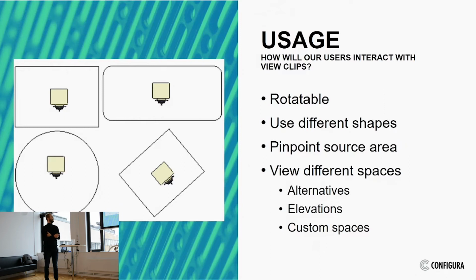And we also now have an edit mode. So you can double click on a viewport and then you get the precise area in the 2D. So you can say exactly what you want to look at. And you can also look at different spaces now. You can, for instance, look at different alternatives in the same paper, or you can look at elevation views, which wasn't possible before. And if you have some custom space for some reason, it should be possible to make this view clip look at that space as well.